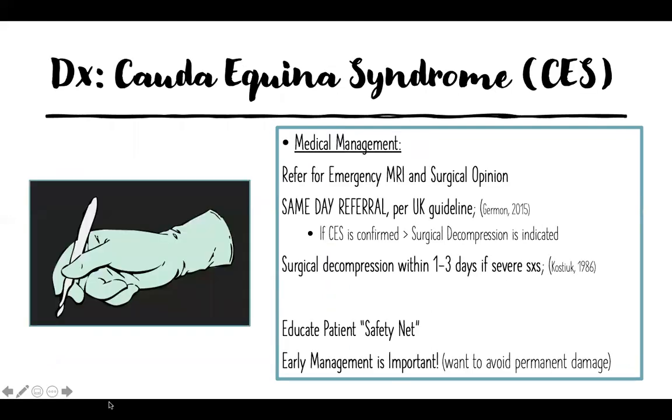And then with cauda equina, what is indicated? Well, referral for emergency MRI and surgical options. So we want to take away the impingement of those nerve roots. It's really important that this is taken seriously, because the treatment for this is surgical decompression. The more quickly that this is performed, the less likely it is that the patient will have lasting deficits. And so it's really important that we identify these patients quickly so that they can get the management that they need.